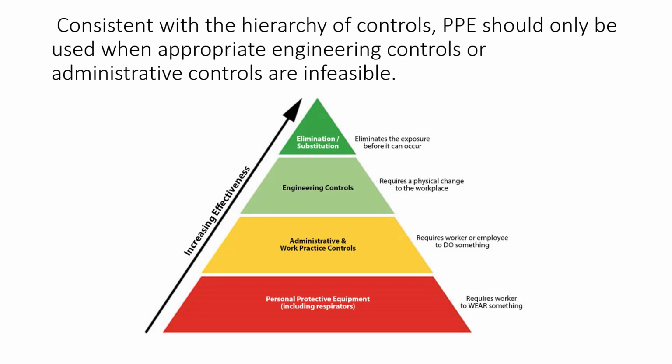Consistent with the hierarchy of controls, PPE or lead vests and eyeglasses should only be used when appropriate engineering controls or administrative controls are infeasible. To make this very simple, the only time you really need to wear protective gear is when you're doing fluoroscopy or portable examinations, because you are not in a protective control area.